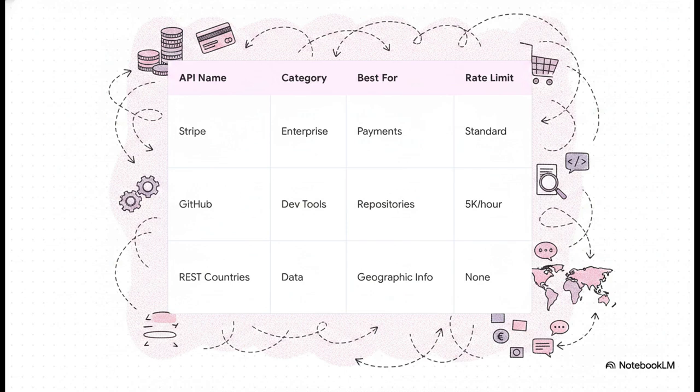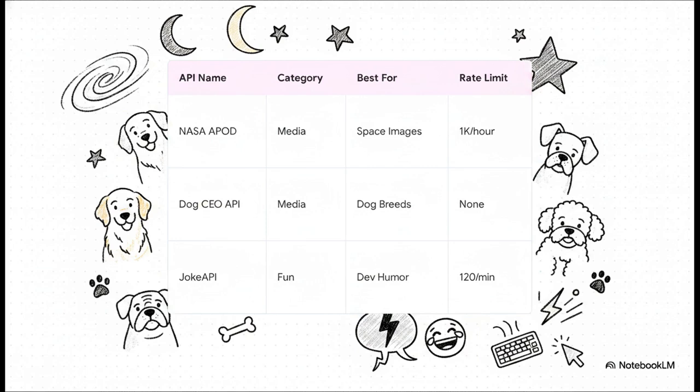And if you ever need geographic data for over 250 countries, we're talking currencies, languages, borders, REST countries provides all of that instantly with absolutely 0 authentication needed. Pretty cool, right? But hey, APIs aren't just for heavy data lifting. They're also for creativity and, honestly, just having fun.